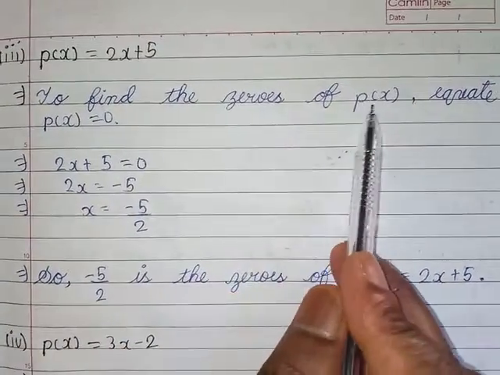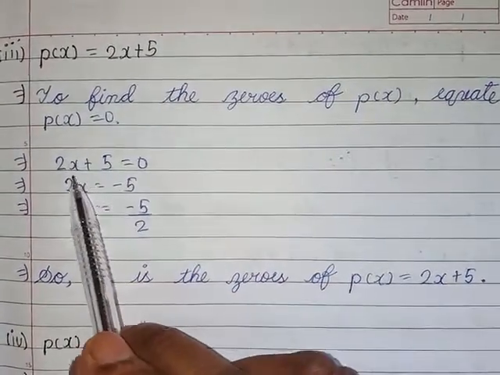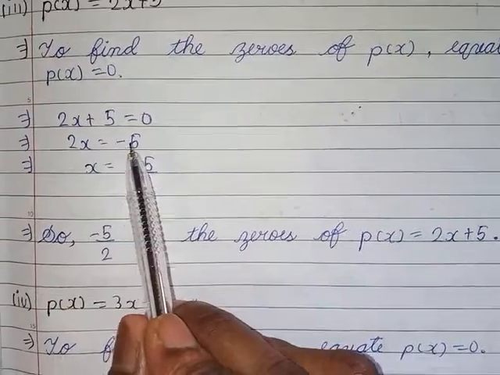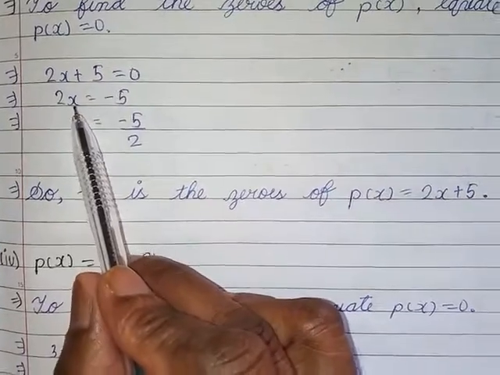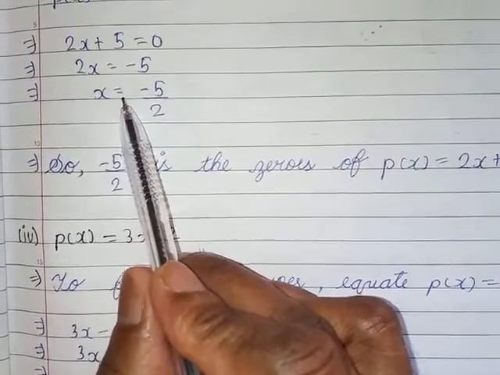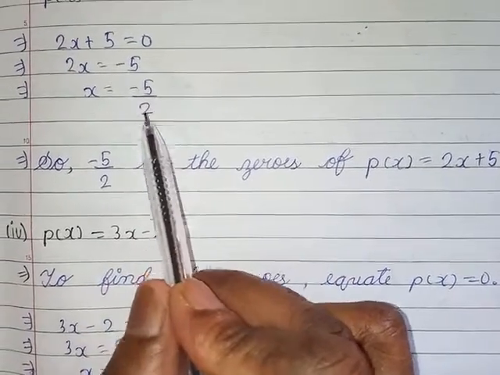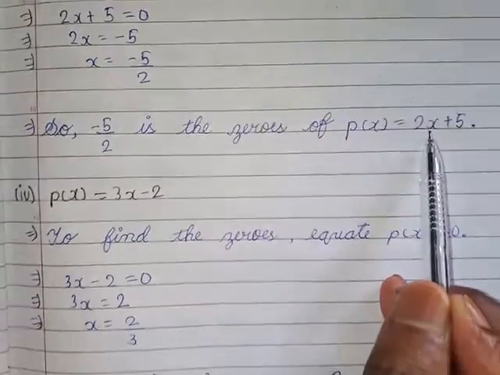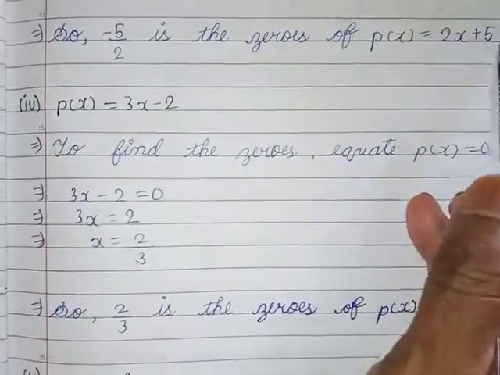To find the zeros of p(x), equate p(x) is equal to 0. So 2x plus 5 is equal to 0. So 2x is equal to minus 5. And what is the relation of x and 2? Multiplication, so it will be divided. So x is equal to minus 5 by 2. So minus 5 by 2 is the zero of p(x). Is it? p(x) is equal to 2x plus 5.